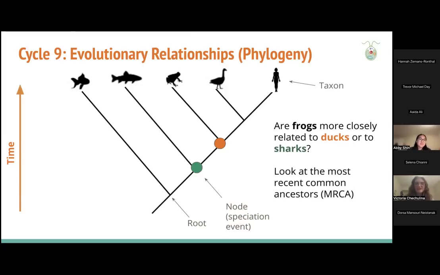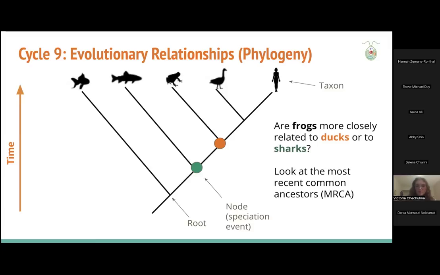Okay, thanks, Abby. Hi, everyone. I'm Victoria. I'm going to go through cycle 9, evolutionary relationships. So the most important thing with the cycle is really just being able to analyze these evolutionary trees. You're going to see a lot of these. So with these trees, time moves from the base of the tree to the tips of the tree.